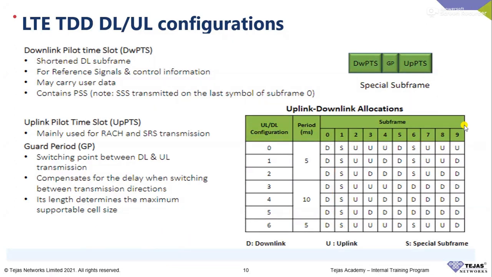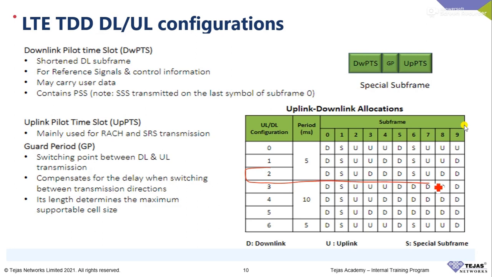Next important point. The periodicity can be 5 milliseconds, or it can be 10 milliseconds. How do I understand? In 5 millisecond periodicity, you get 2 special subframes. In 10 millisecond periodicity, you get only 1 special subframe. You can see here, there are no other special subframes available.